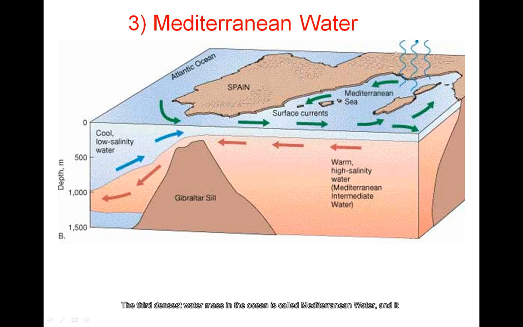Now, the third densest water mass in the ocean is called Mediterranean water, and it gets its properties while exposed to the atmosphere in the Mediterranean Sea. Now, this area is located very close to 30 degrees latitude, where air is sinking. So large amounts of water will evaporate off the Mediterranean Sea. But only water molecules evaporate. Ions do not. So all of the ions get left behind in the remaining liquid water, making it the saltiest major water mass we have in the ocean. But it's still only going to be the third densest because of its very warm temperature.